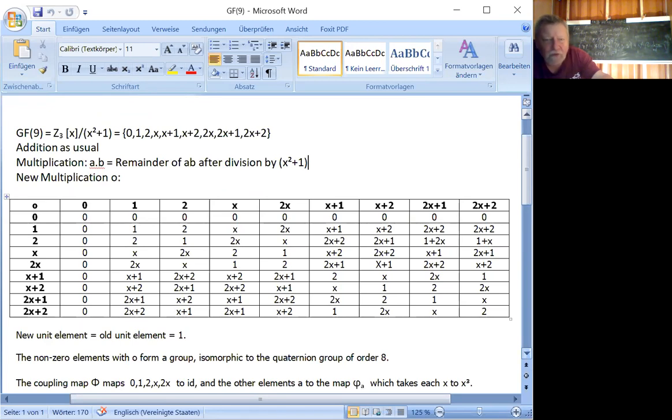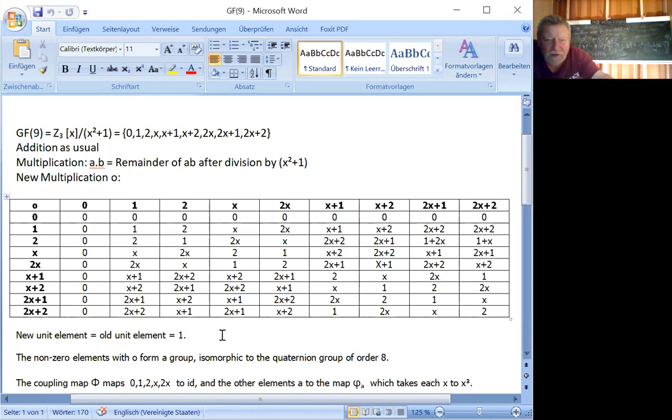We have a unit element, as you see from this multiplication table, which is the number 1. It's a two-sided unit, and it's just the old unit element. And in fact, when you are doing this construction, the old unit in the field will still be the same unit in the near field.